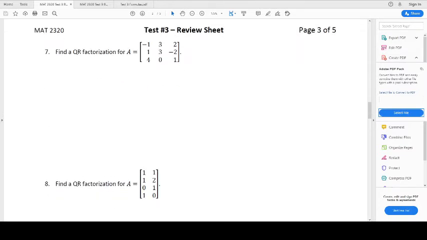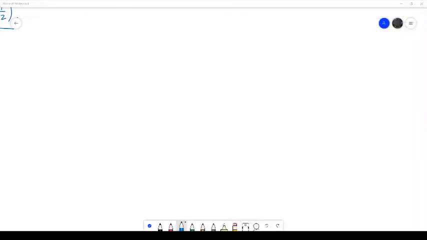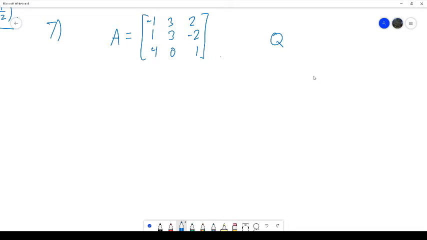All right, next we have: find a QR factorization for this matrix A. Let's go back, so number 7. We want a QR factorization for A equals negative 1, 3, 2, 1, 3, negative 2, 4, 0, 1. So for a QR factorization, the first step is to find Q. And Q has to be made of an orthonormal basis for the column space of A, the columns of A. Usually that just means take the columns of A and make them orthonormal.